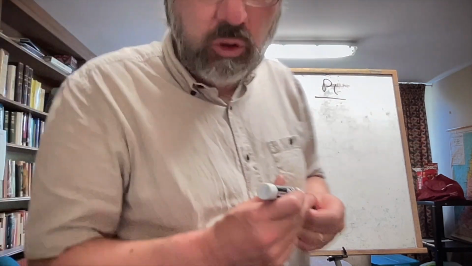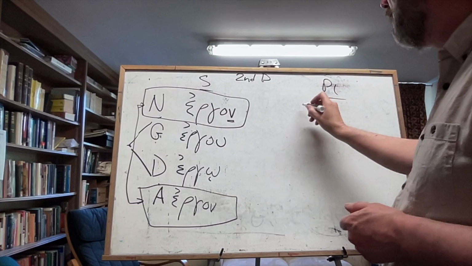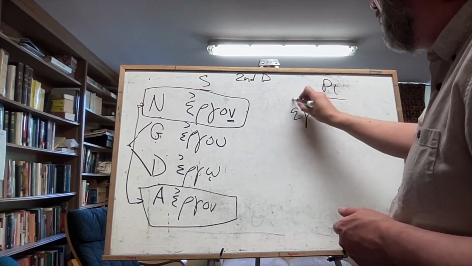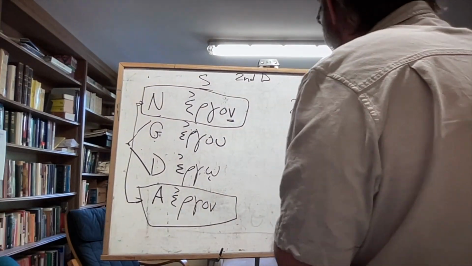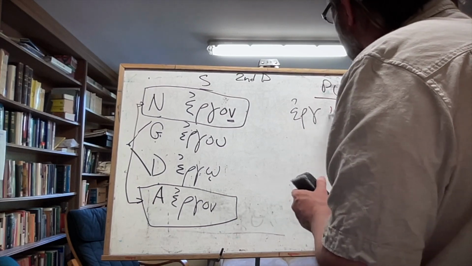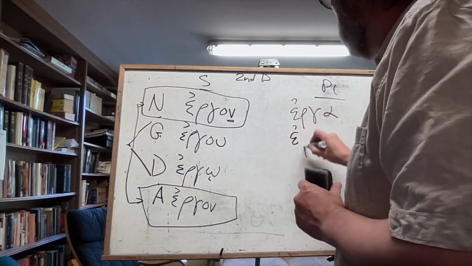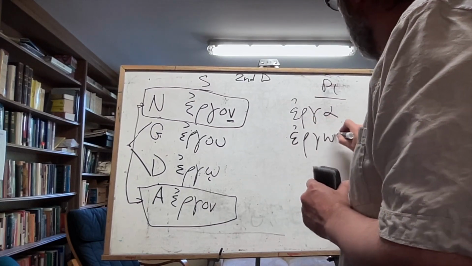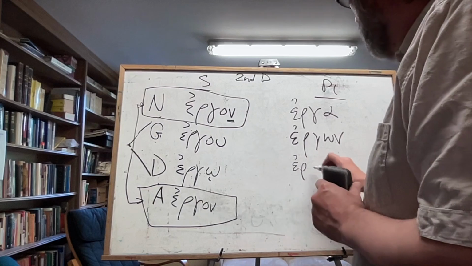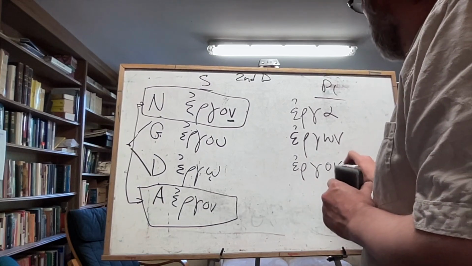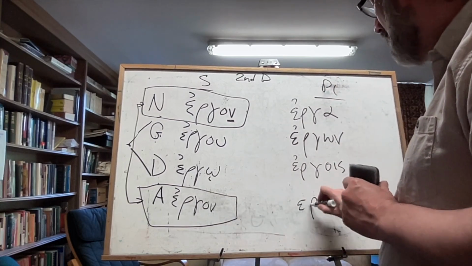Let's pop over and look at the plural forms now. The nominative plural is not ergoi, but erga, with an alpha. The genitive plural is ergon. The dative plural is ergois, and the accusative plural is erga.